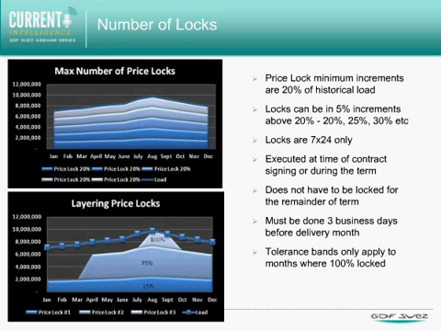With regards to layering of blocks, the locks do not have to be done for the remainder of the term. So, as shown in the second graph at the bottom, there are certain time periods where your risk appetite is such that you want to lock in more fixed price and have less market exposure. You can do that. Procedurally speaking, locks must be executed 3 days prior to the delivery month. And finally, this product structure does include tolerance bands. However, those tolerance bands only apply during months where 100% of the load has been locked.